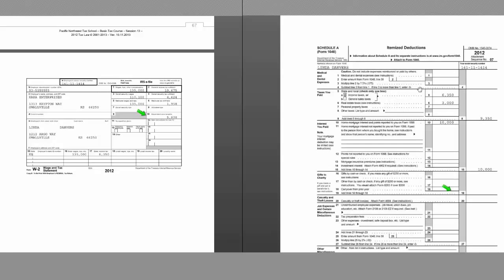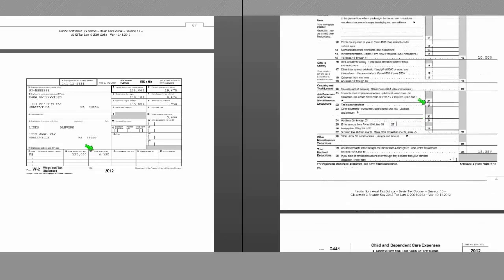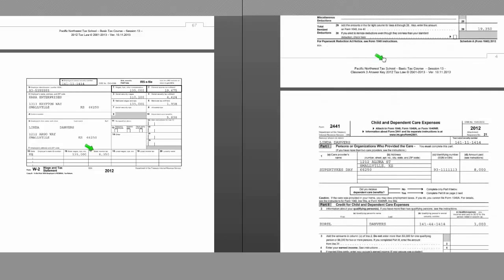On to Schedule A, we can show that the income tax withheld under W-2 right here is $6,350. We carry that to line 5. She paid $3,000 of real estate tax, $10,000 of mortgage interest. You add those numbers up and you have $19,350 of itemized deductions.